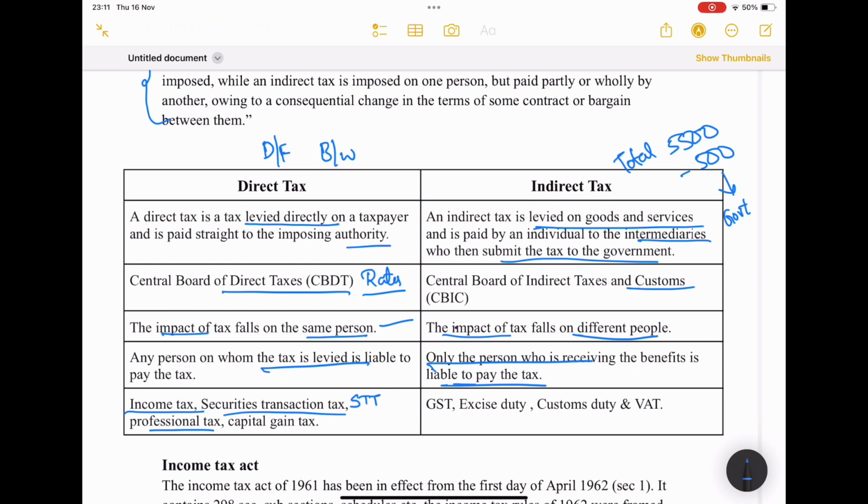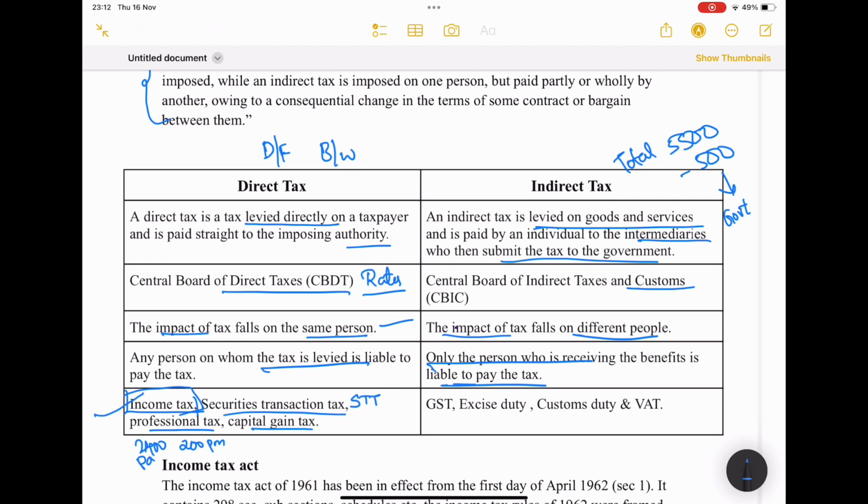Professional tax: whose salary is more than 15,000, they are liable to pay professional tax. Per month 200, per year 2,400 is the professional tax that they are going to pay. Capital gain tax: at the time of selling immovable properties, we are going to pay capital gain taxes. So majorly, income tax plays a very important role in academics. We are going to learn the full concept of income tax in the further videos.